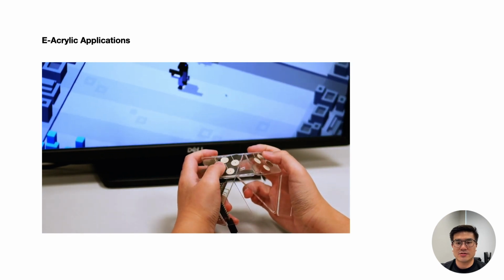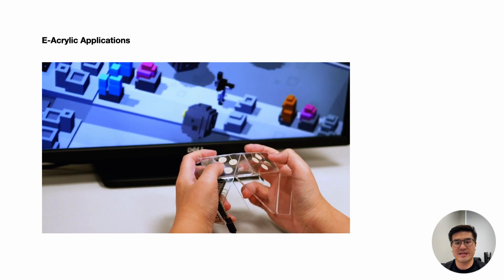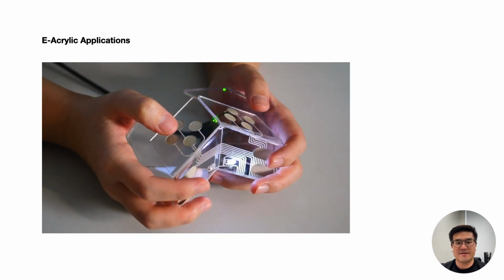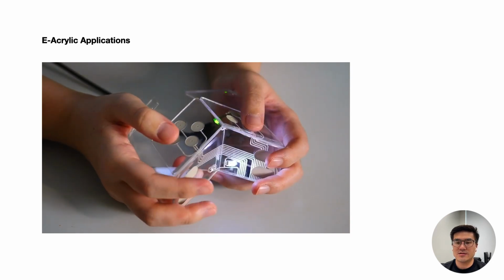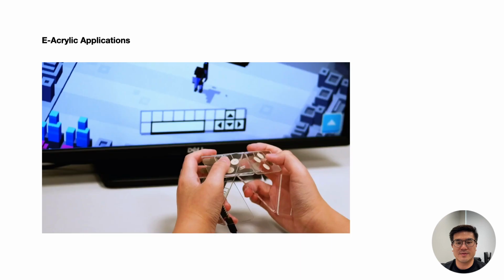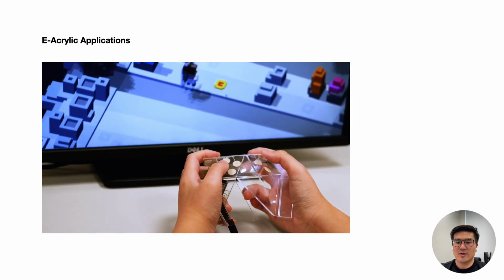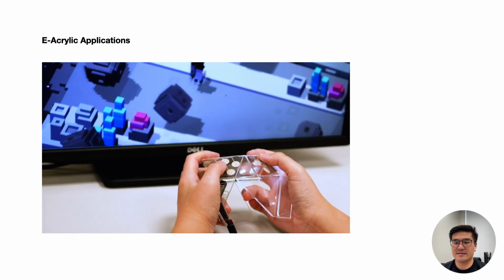With this fabrication approach, we explored a series of applications to see how far we can push the E-Acrylic to build different kinds of interactive artifacts. The first application is a game controller. With this application, we wanted to explore how to bend a single piece of acrylic into a complicated 3D artifact. We also wanted to test out how transparent acrylic can diffuse LED light.